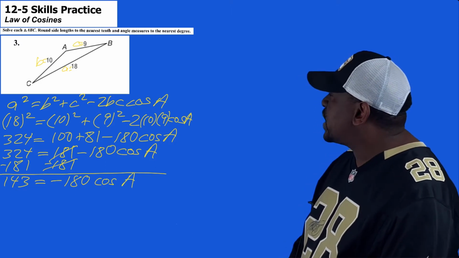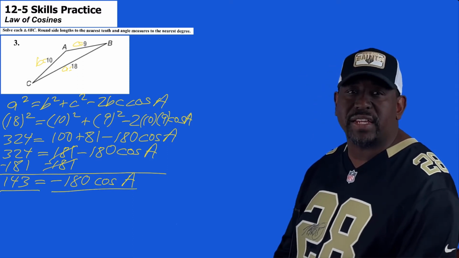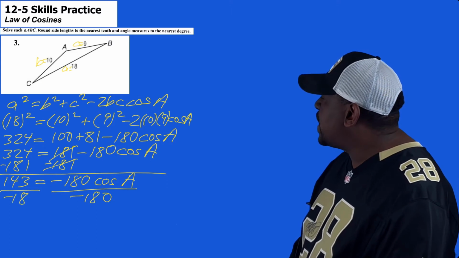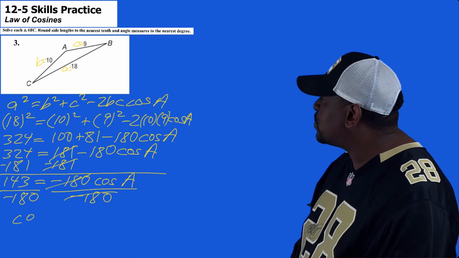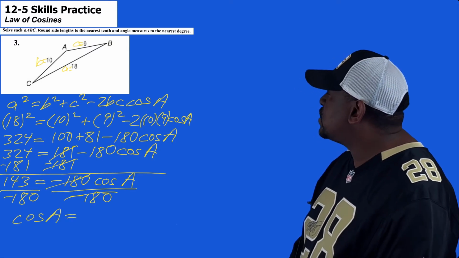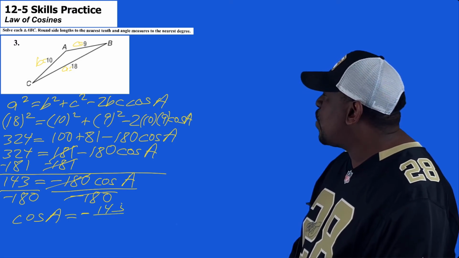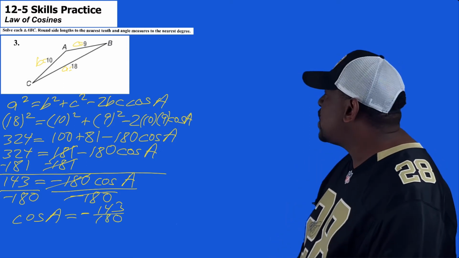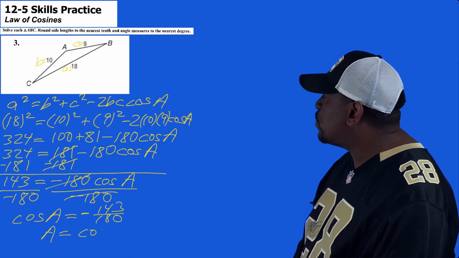To get rid of negative 180, since it's being multiplied, we will divide both sides by negative 180. It should pop up here. Now we don't have to simplify 143 divided by negative 180. We can leave it like it is. So the cosine of A equals negative 143 over 180. And so A is going to equal the inverse cosine of that quantity, negative 143 over 180.